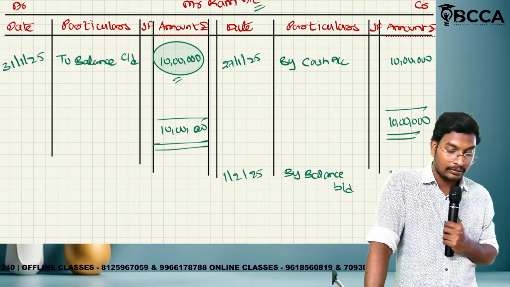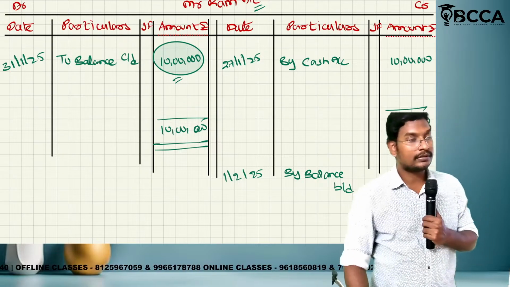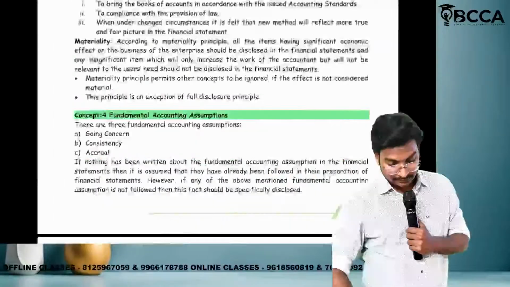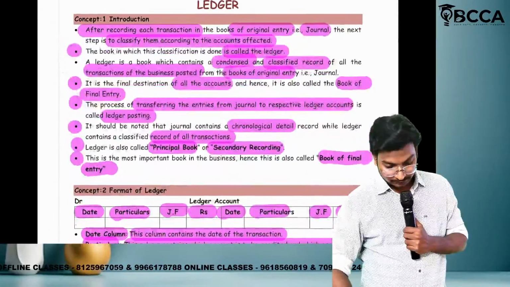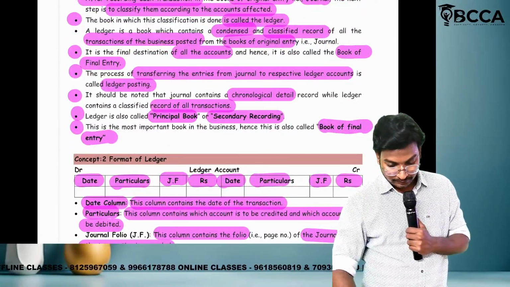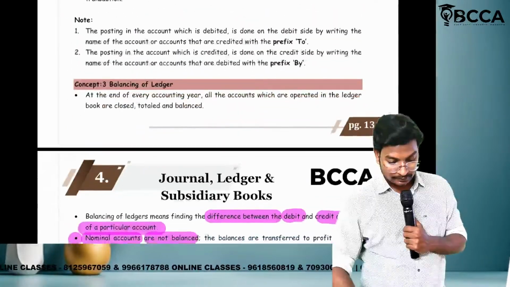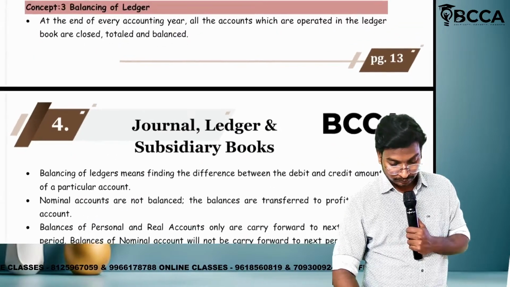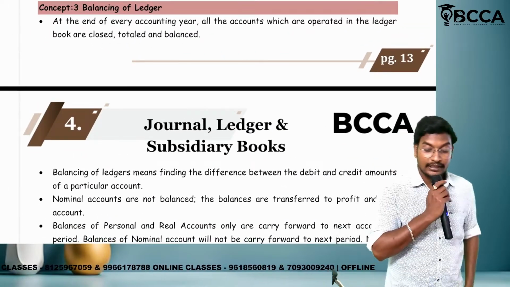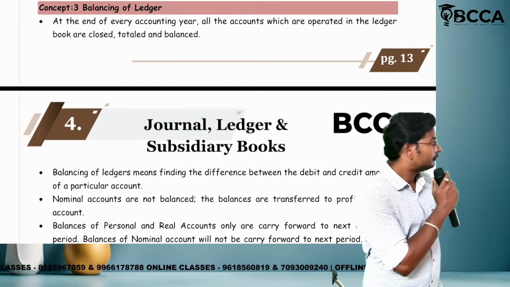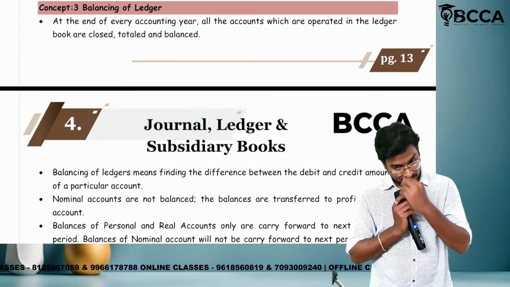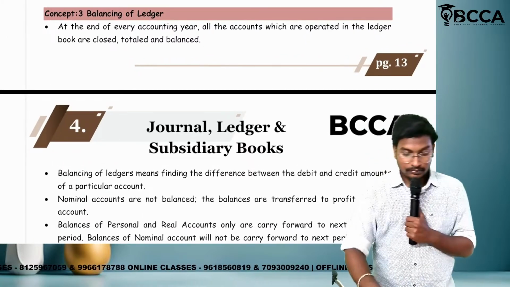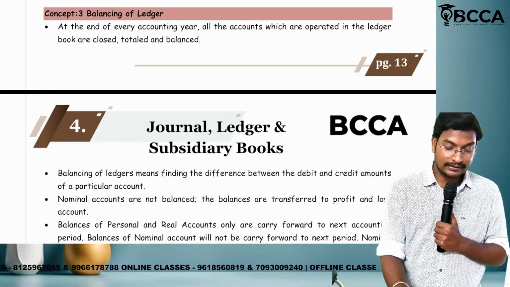In order to get clarity, once you open the concept book, there will be steps for the ledgers. So what is concept number 3? Open page number 13. So what is the first step of balancing? What is the given concept?